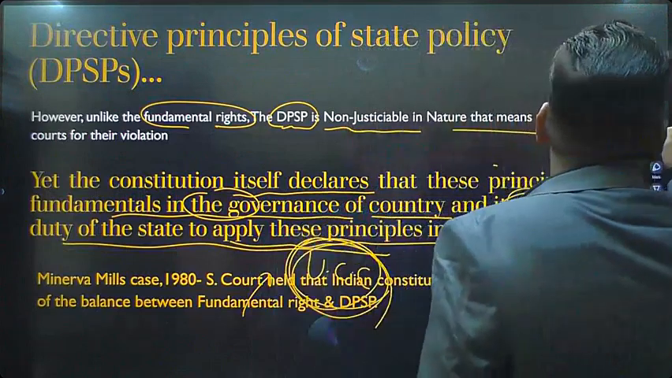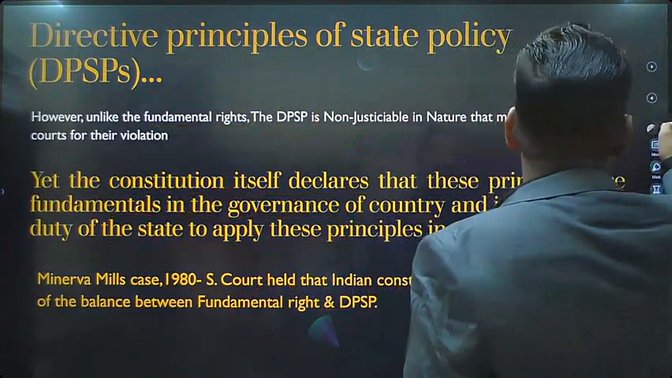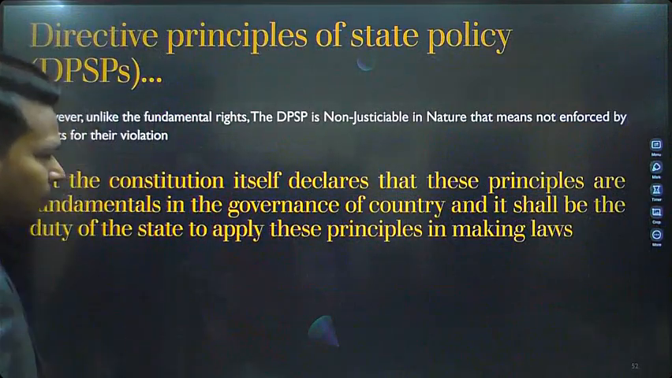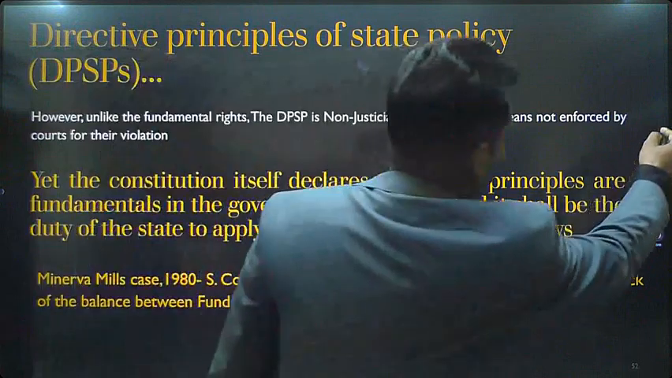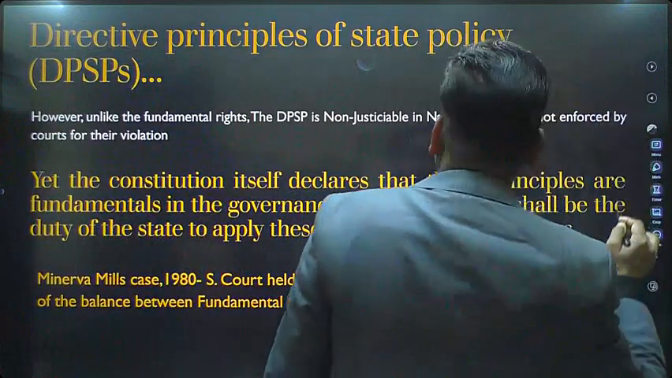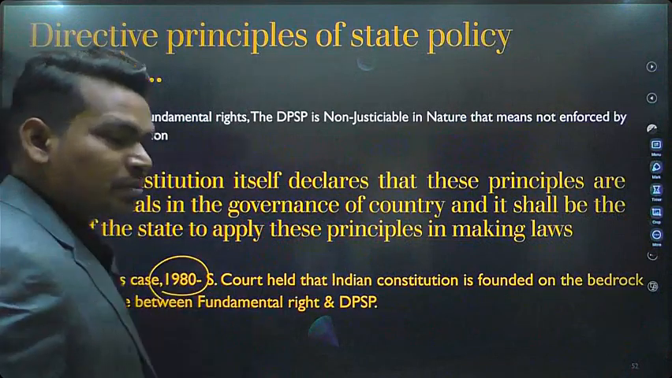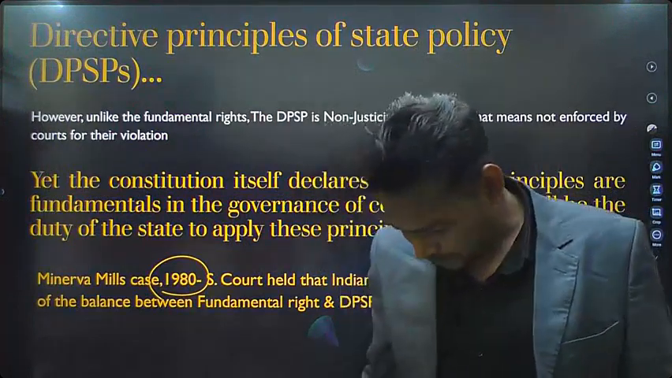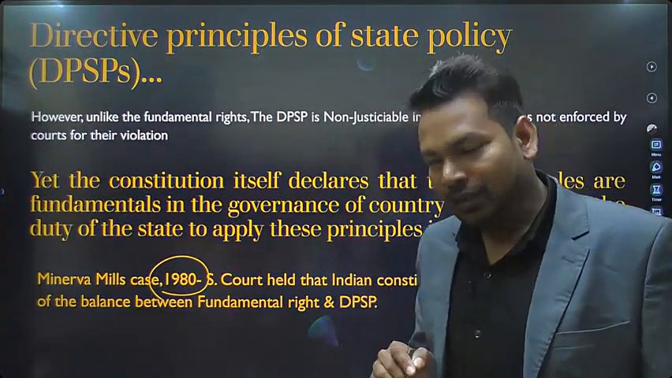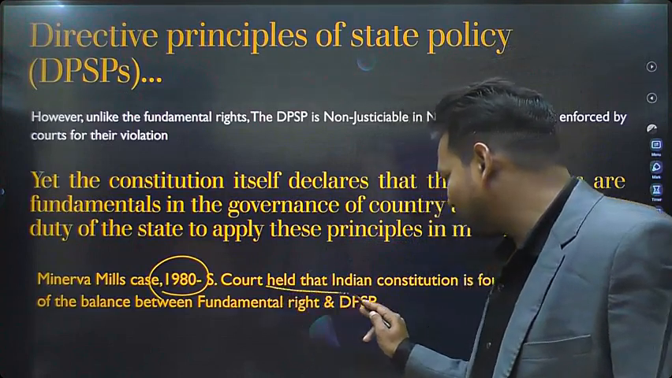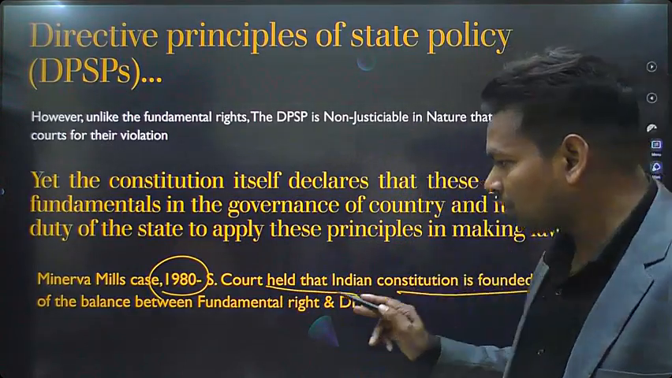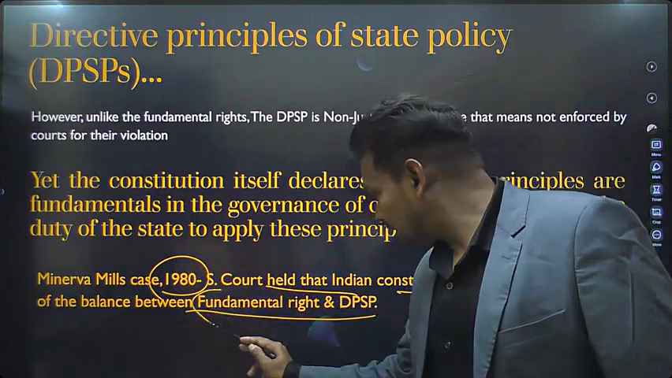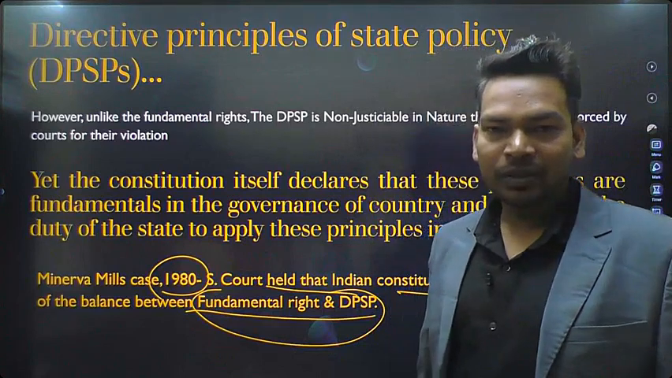Also, you can see some cases associated in India that gave some directions. You can see the Minerva Mills case of 1980, like the Kesavananda Bharati case, which was associated with 1973. So it has given some directions to the country. Like that, some other cases were there. In the Minerva Mills case of 1980, the Supreme Court held that the Indian Constitution is founded on the bedrock of the balance between fundamental rights and DPSPs. In this case, it was proved that fundamental rights and DPSPs are very important for the governments.